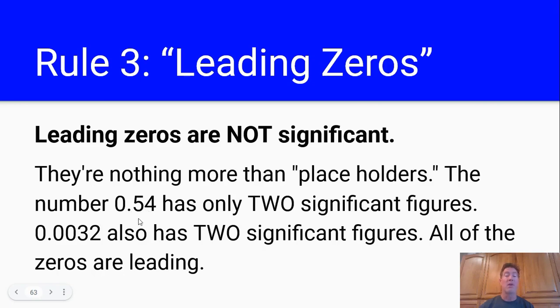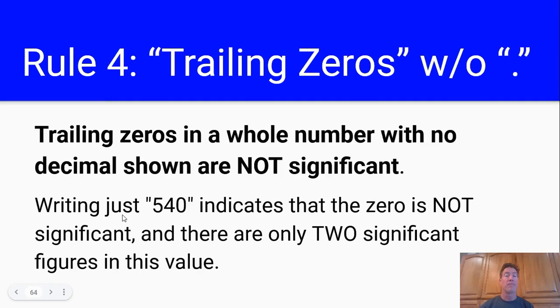It's 0.54. How about this one? This 0 and this 0 and this 0 also are just holding the place. And it's telling us here, now we have 2 significant figures. So leading zeros are not significant. You ignore them when they're there. You ignore leading zeros and you only count the numbers after the leading zeros.